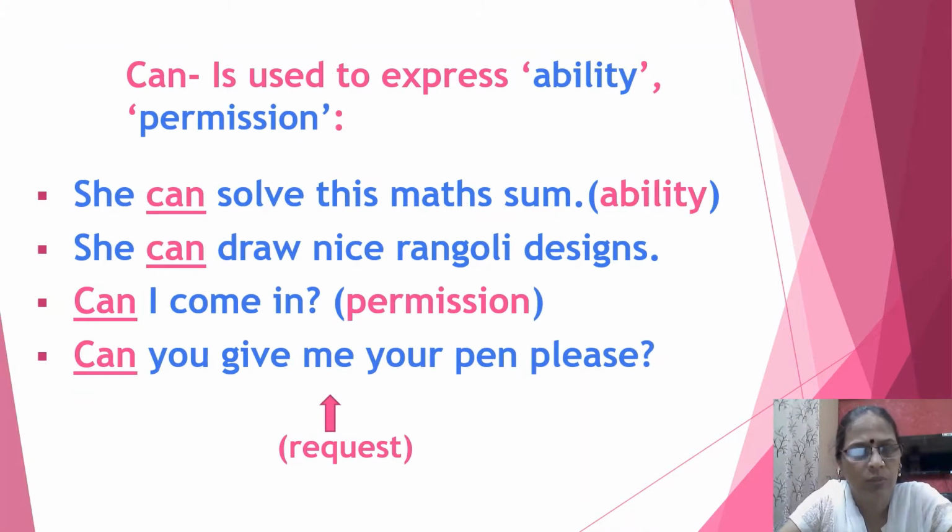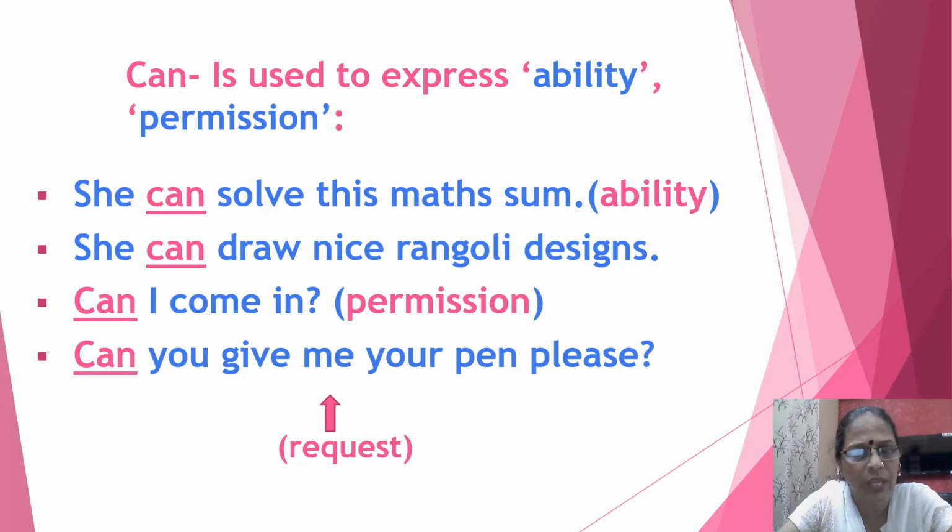Now can is used to express ability and permission. Means can modal auxiliary is used for showing capability or ability or for seeking permission. See the first example. She can solve this math sum. Here can is a modal auxiliary in this sentence. She can solve this math sum means here her ability is shown, or she is able to solve this math sum. So can modal auxiliary is used.